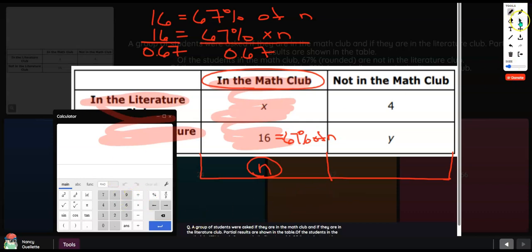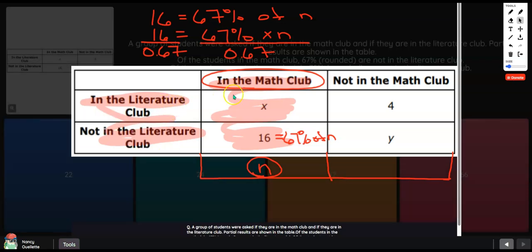So I'm going to go with 16 divided by, and I probably could do 67% here. I could. But I'm just going to put in 0.67. I just changed it to a decimal. That is 23.88. Let's round it to 24. So that means N equals 24. Neither X nor Y equals 24, but N equals 24. So if this number right here is 24, and X plus 16 equals 24, then X must equal 8. Okay, so I've got X now.